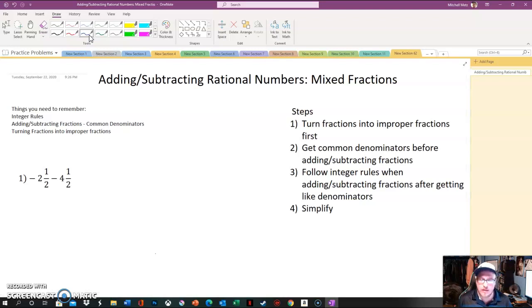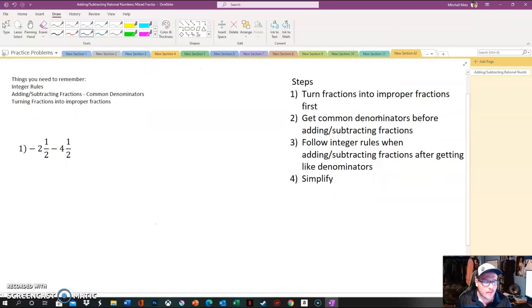So we're going to keep some reminders when we're doing this. We're going to remember that we have integer rules that we must follow when we're adding and subtracting rational numbers. And we also have to remember when we're adding and subtracting fractions, we have to have common denominators. And we have to have our fractions turned into improper fractions. It is a lot harder to add these fractions when they are mixed fractions. So let's go ahead and follow the steps on the right, and we're going to figure out how to do this. The first step is to turn fractions into improper fractions first.